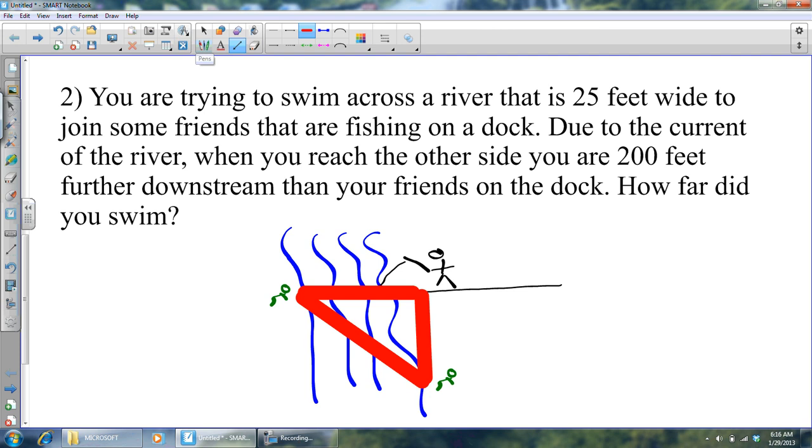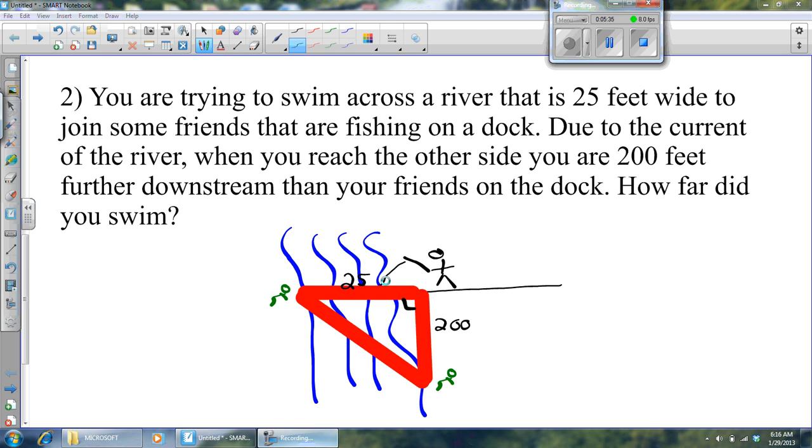And so I'm going to label the sides of my right triangle. Let me see here. The distance across is 25 feet. I'm going to put my right angle in, and you end up 200 feet down. Now, I know this doesn't look like 200 compared to 25, but that's okay. Okay, so I'm going to find my hypotenuse because I see my right triangle.